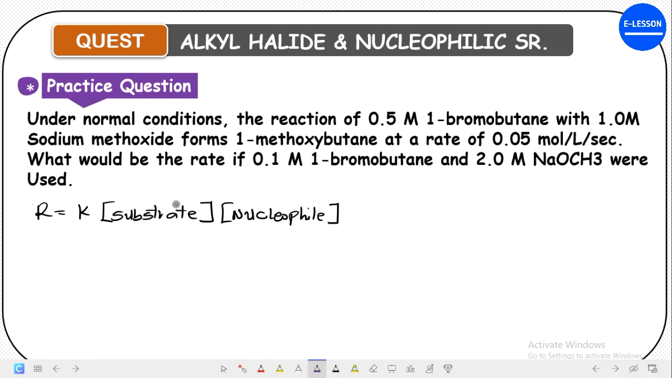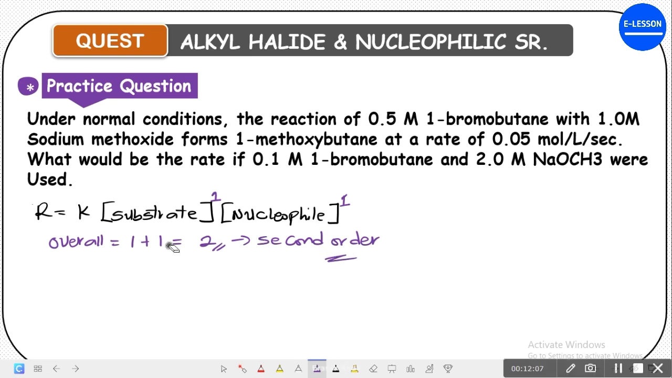Now, from what you know about reaction kinetics, you agree with me that this is first order in A, because it is raised to the power of 1, and first order in B, because it is raised to the power of 1. I mean, first order in the substrate, first order in the nucleophile. Then overall, all you need to do is add 1 plus 1, which gives us 2, which is second order overall. And that is why we call it substitution nucleophilic bimolecular, because it's a second order reaction. So the kinetics of the SN2 reaction is second order.